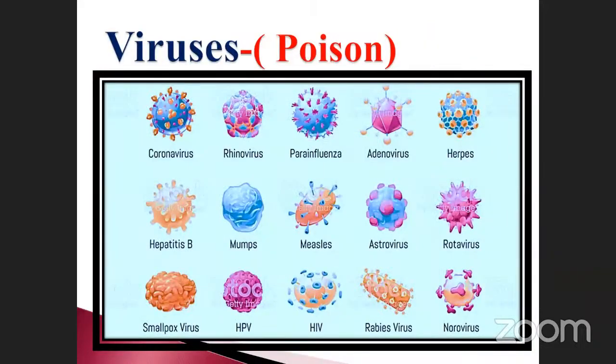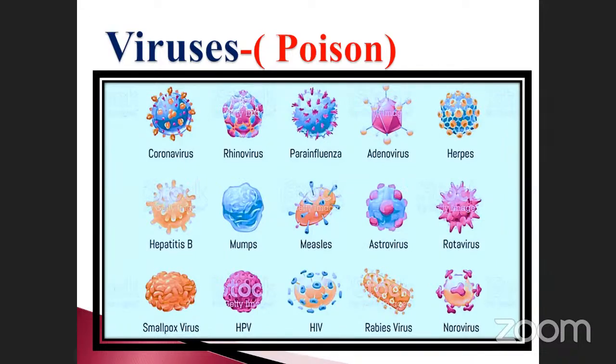See that these are the structures of viruses, different types of structures. This is called coronavirus. Already we saw it. There is a hook-like structure, called glycoproteins. Rhinoviruses, only the cold. Okay, and parainfluenza. This is also adenovirus, herpes, hepatitis B virus, similar to cancer viruses, oncogenic viruses. Hepatitis B is very, very dangerous. Mumps and measles, astrovirus, rotavirus, smallpox viruses, HPV.